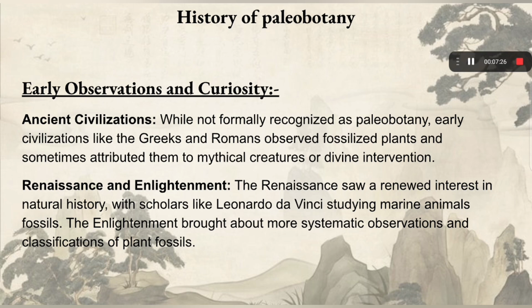Next, the Renaissance and Enlightenment period. The Renaissance was a renewed interest in natural history. The Renaissance was a time of renewed interest in classical art, literature, and philosophy. It is the time in which interest in classical art, literature, and philosophy developed among the people and in society.